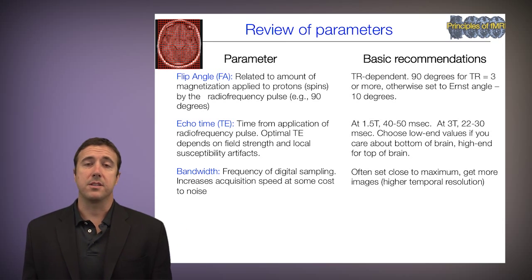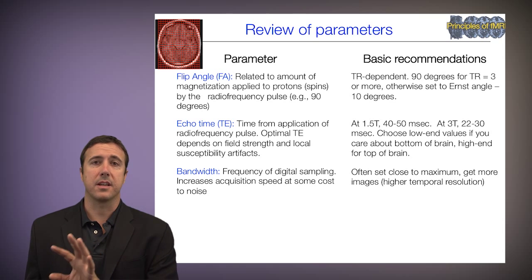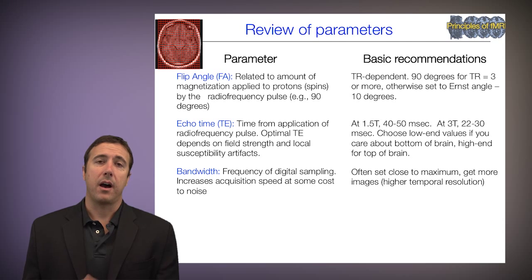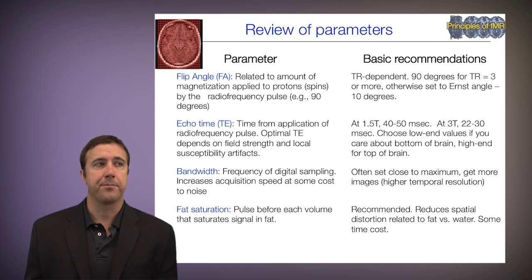The bandwidth is the frequency at which the signal is digitized and sampled. And if you have higher bandwidth, it increases acquisition speed at some cost to noise. And this is often set close to the maximum value that the scanner can tolerate, which means that you can get more images faster, higher temporal resolution, at some cost to SNR.